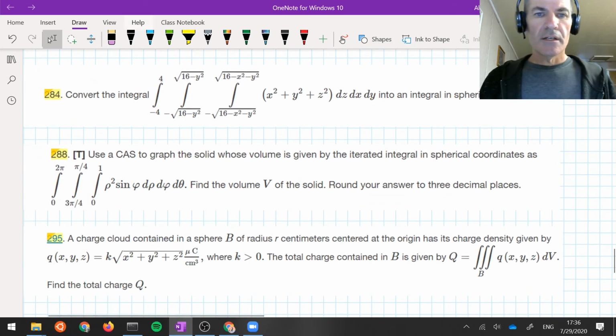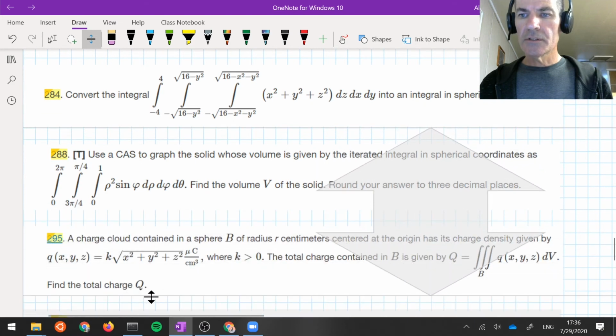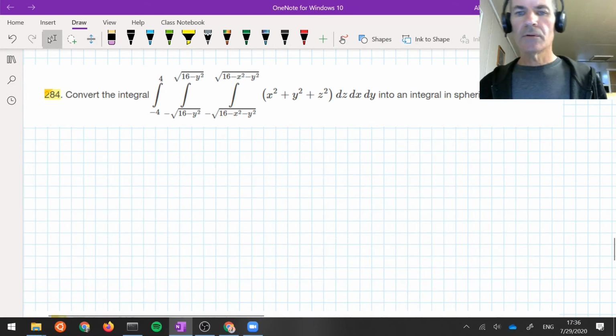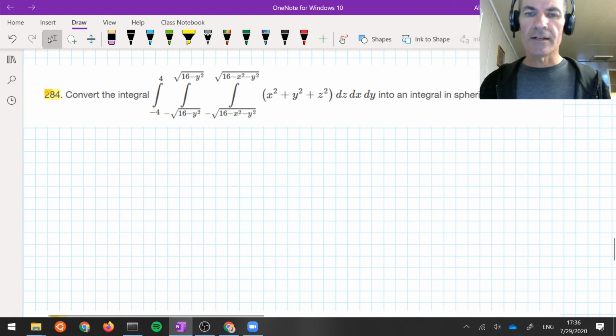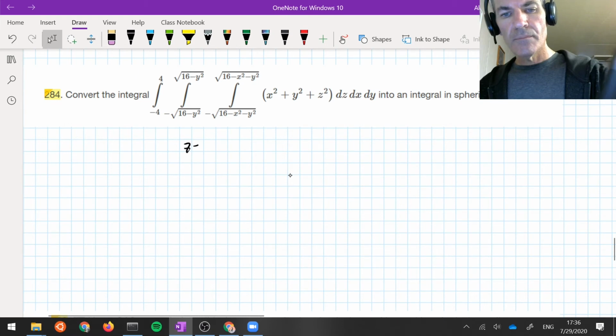Let's see, convert the integral given in Cartesian coordinates to an integral in spherical coordinates. So the goal here is to figure out what kind of shape is being described by these limits of integration. The integrand is not super important at this stage. This looks like we're doing dz, dx, dy, so this is z equals square root of 16 minus x squared minus y squared.